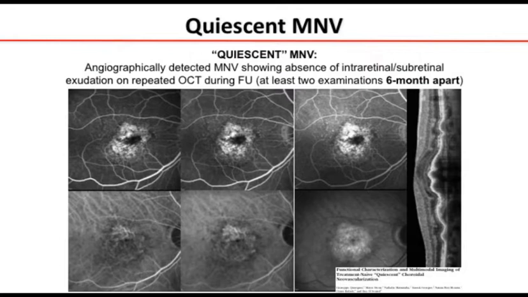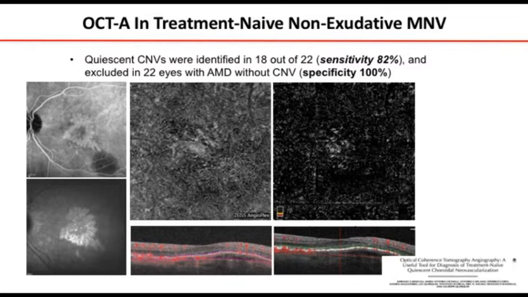And in the first description, in this publication, you can see that there is a late hyperfluorescent plaque in the late phases of ICGA. You can see again the pigment epithelium detachment, but there are no signs of exudation, no sign of subretinal fluid. And by definition, this was for at least two examinations 6 months apart. And after that, there was the introduction of OCT angiography.